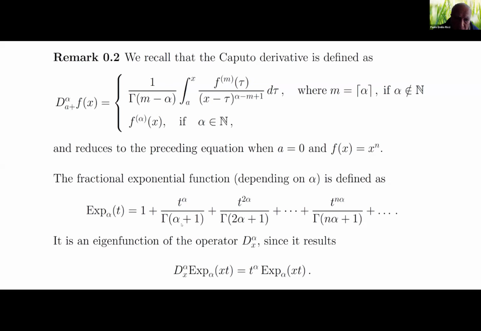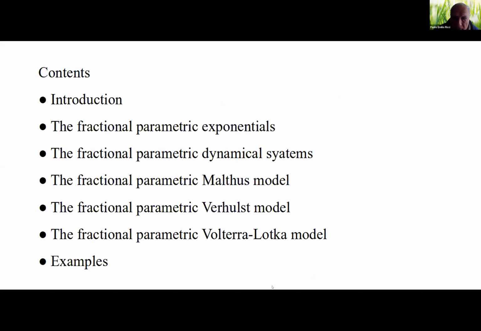The fractional exponent function, depending on alpha, is given by this form, which is completely similar to the classical exponential, in which instead of the factorial we have the gamma function, because if alpha is an integer, this is just the factorial of this integer. And this is an eigenfunction of the fractional operator, since if you apply this fractional operator to this function here, you recover the same exponential multiplied by t to the power alpha.